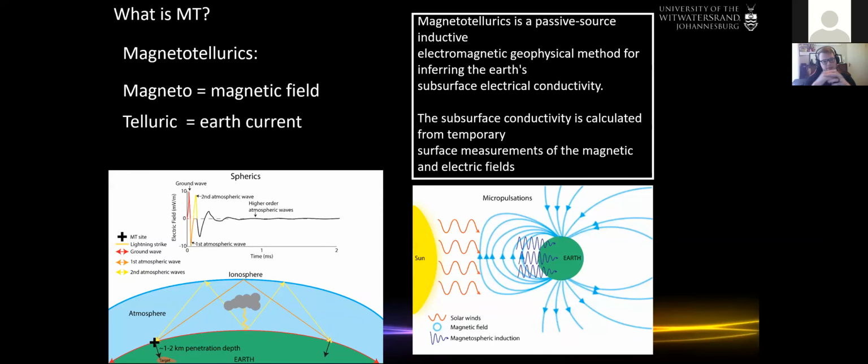Just a brief overview of the passive sources for MT. Spherics is the high frequency source, above 1 Hertz really, and it's mainly due to lightning strikes near the equator within the waveguide. The low frequency sources generally come from micropulsations. This is the interaction of the solar winds with the magnetic field producing magnetospheric induction, creating a very low frequency source for MT. This is important because MT is one of the two geophysics methods that can survey pretty deep, the other being seismic. This is what makes MT a really good geophysics method to consider.